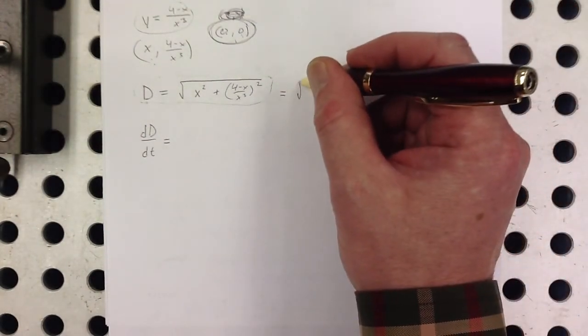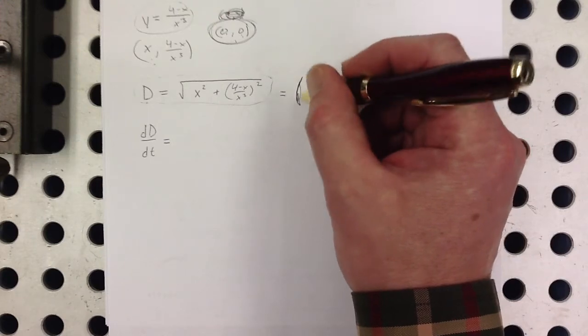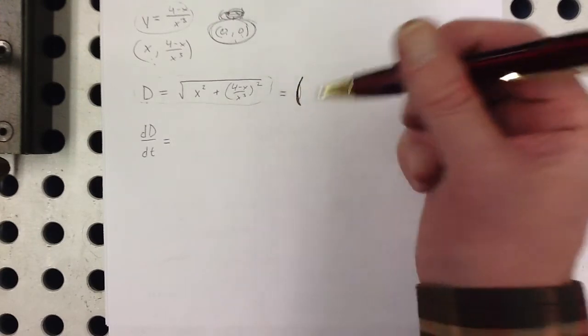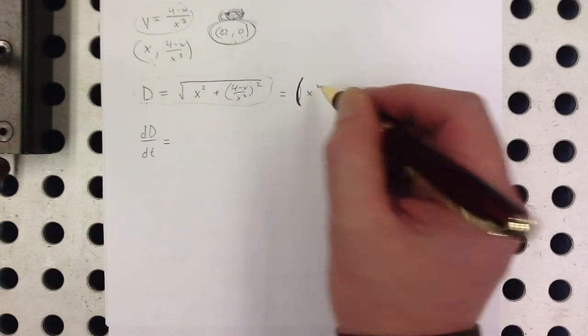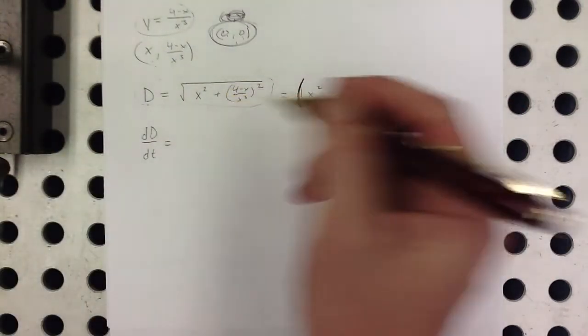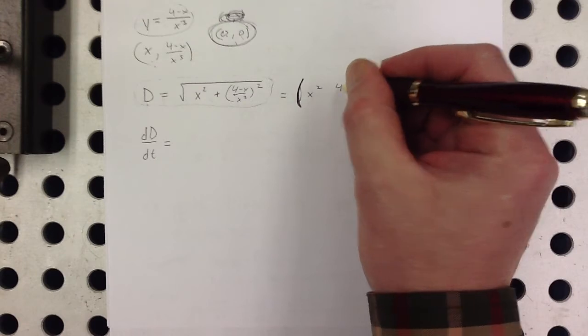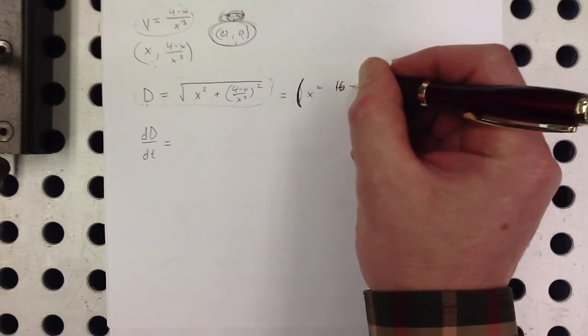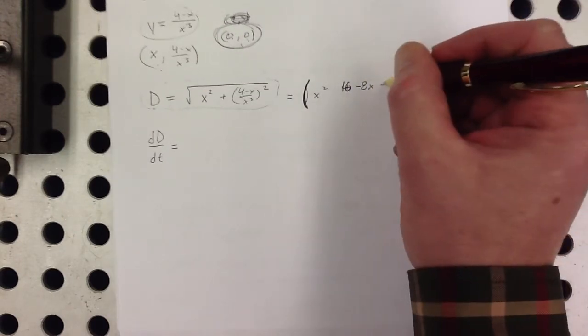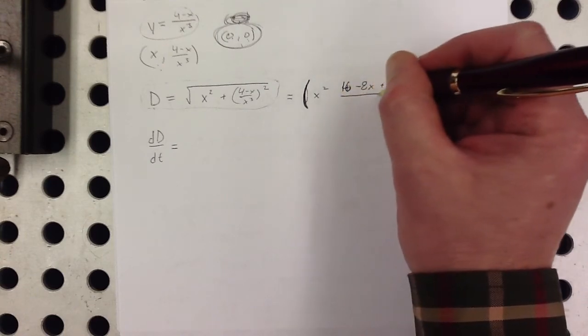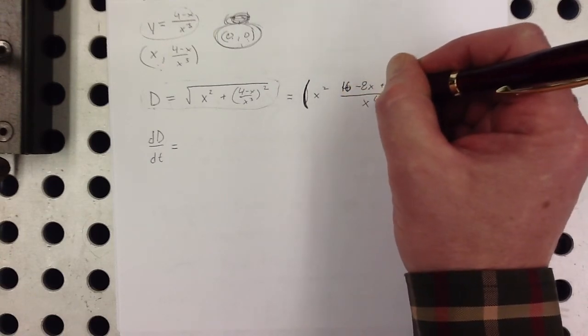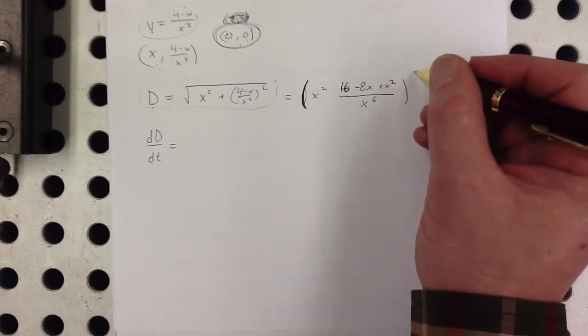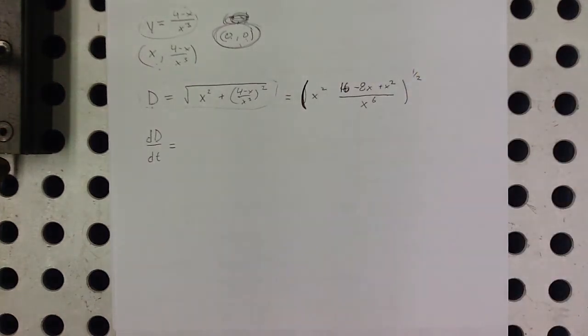Let me do a little bit of simplifying here, and we'll rewrite it with a 1/2 exponent. So I've got x squared here, and then here I've got (16 minus 8x plus x squared) all over x to the 6th. And if I wanted to get a common denominator, is that going to do me any good?